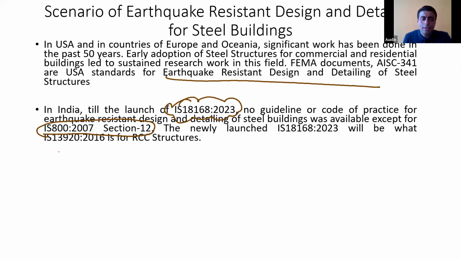Interestingly, when it was at the draft stage, it was named IS 13920 Part 2. If you have read the draft, you will see the nomenclature used for it. It was thought that IS 13920 Part 1 will be for RCC and Part 2 will be for steel. But when they released the code, they gave it a new name, 18168. And I have talked about the historical development of these codes.